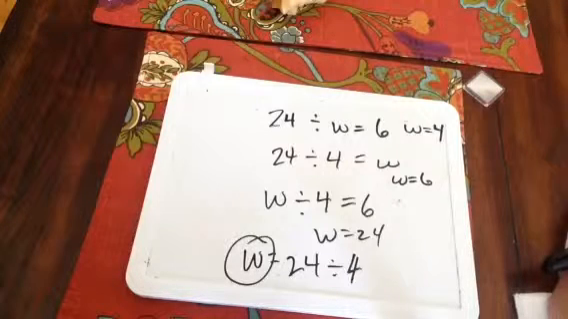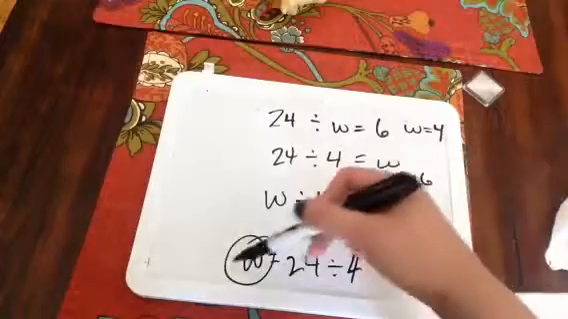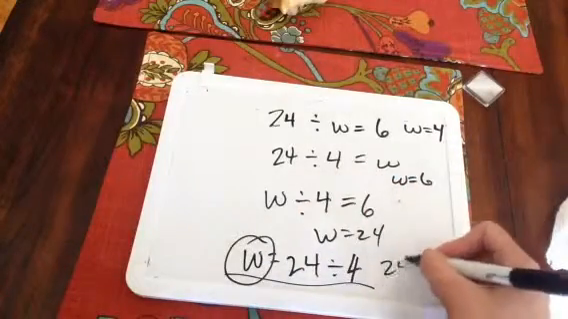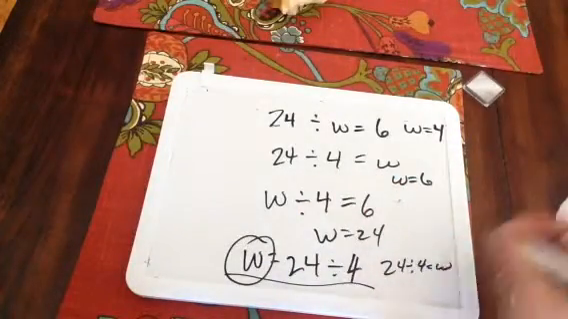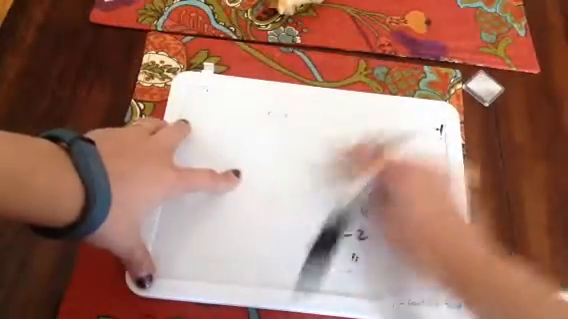So no matter how it looks, you're still saying the same thing. So if this is hard for you, flip it. 24 divided by 4 equals W. And maybe that will help your brain. Okay, so that was the basic gist or main idea. Let's solve a problem now.